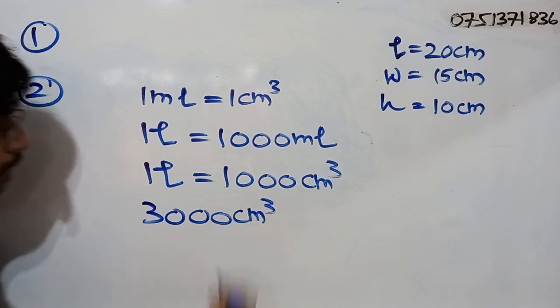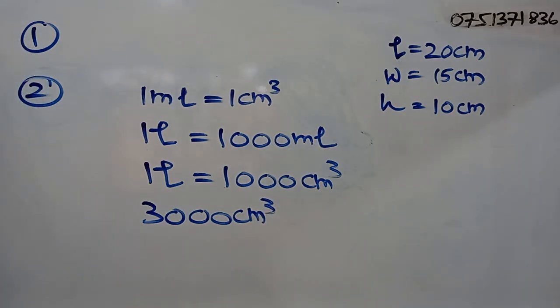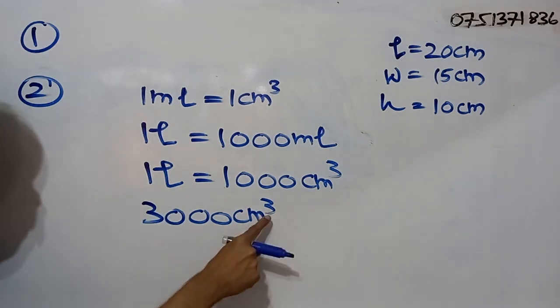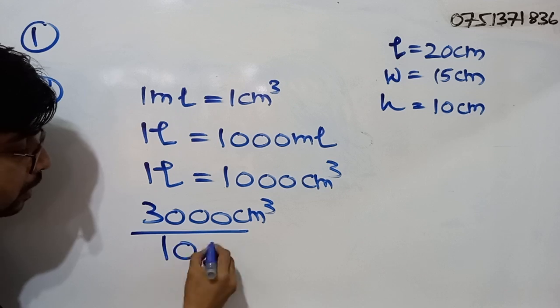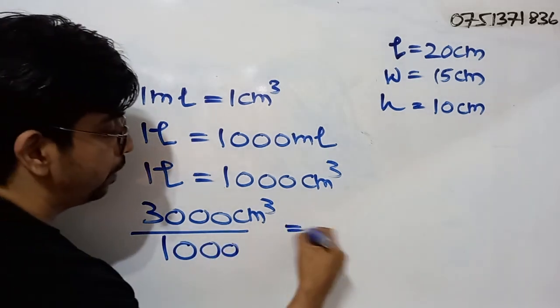So from the first part of the question, we know the capacity is what? 3000 cubic centimeters. Okay, so what do we have to do? We have to convert this amount into what? Liters. What do we have to do? We have to divide this by what? 1000.